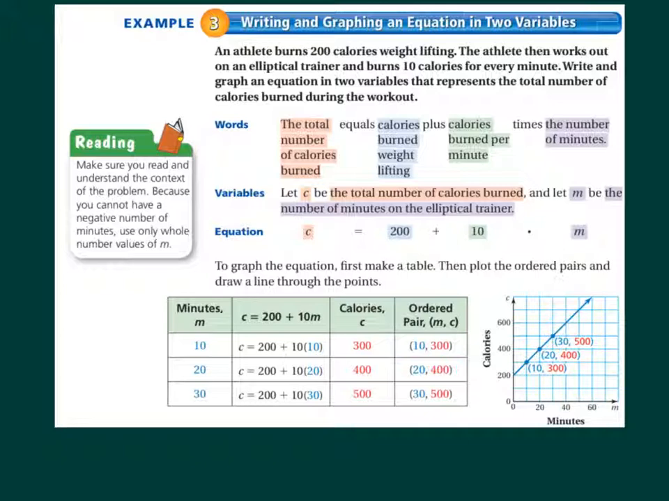Or they're saying, okay, I'm not going to go 11 minutes. Maybe I'll go a whole other 10. So they're going to say 20 times 10 is 200, plus another 200 is 400. And that's how they arrive at these outputs. But you guys can see that the more time that is spent on the elliptical trainer, the more calories are burned.